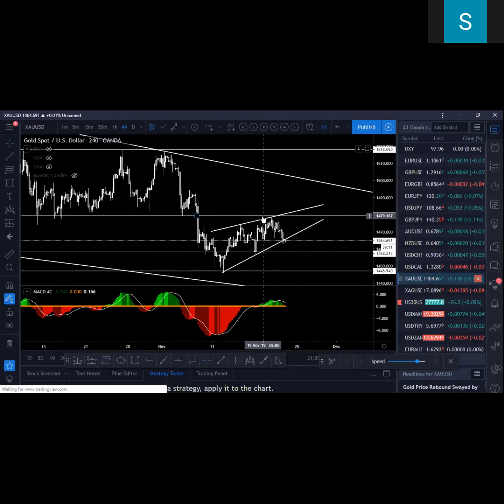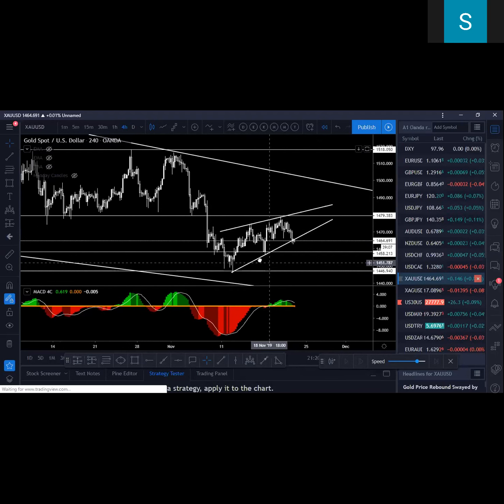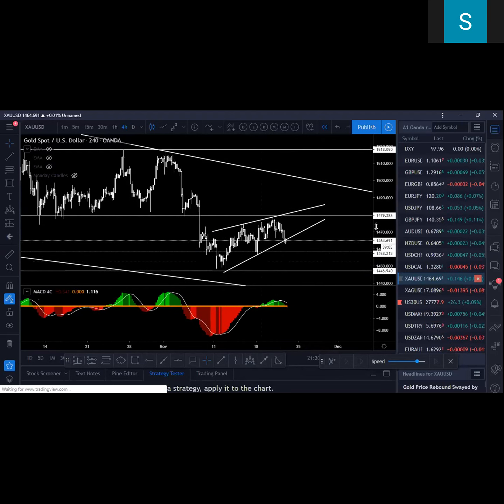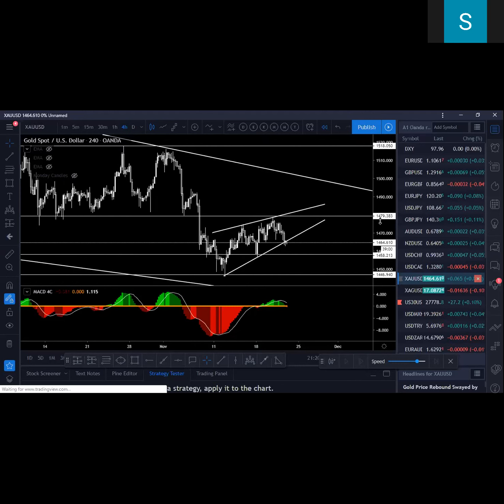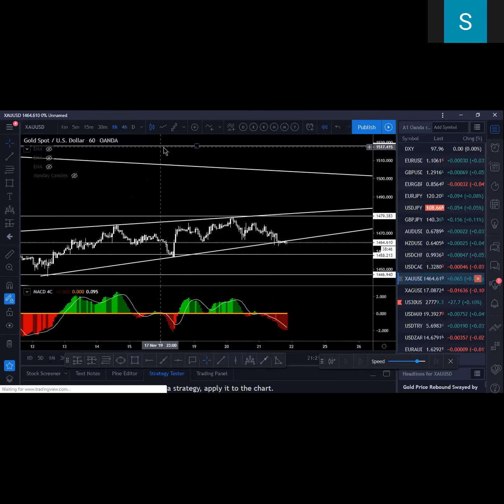All right, and I got my support and resistance drawn up. Now I could start to plot some zones. I could even drop down to the hour time frame, or I could stay on the 4 hour. But in this case, I can drop down.